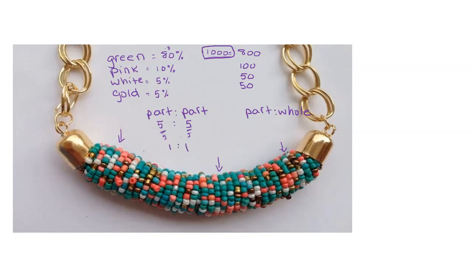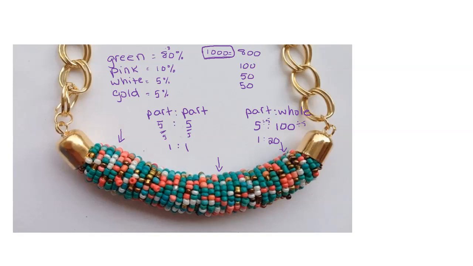But let's talk about part to whole. If I'm going to talk about the gold beads, my gold beads are 5%. My entire percent for the necklace was 100. So 5 out of every 100 are gold. I can reduce this down as well, and this can be 1 out of every 20. If I divide by 5 on this side, I must divide by 5 on this side.